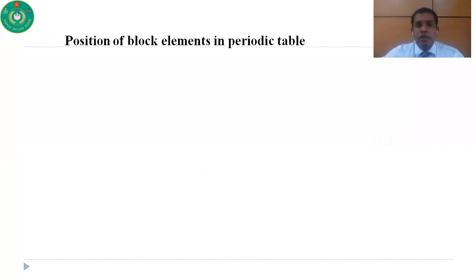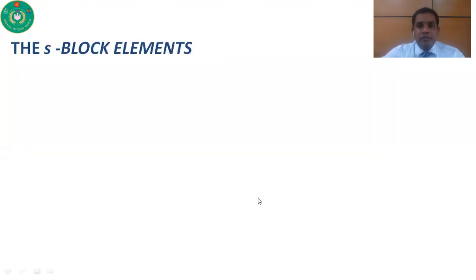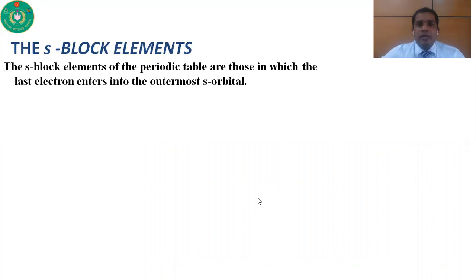Now, position of block elements in the periodic table. You can see s, d, p, and f orbitals in the periodic table. Now, s block elements. The s block elements of the periodic table are those in which the last electron enters into the outermost s orbital.